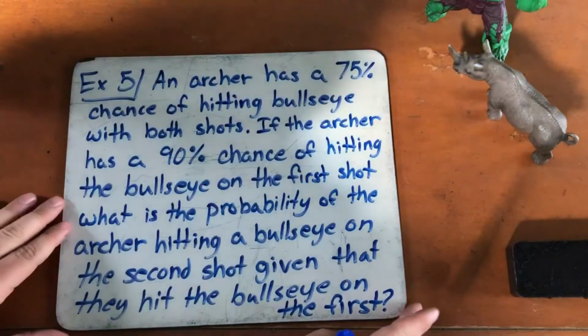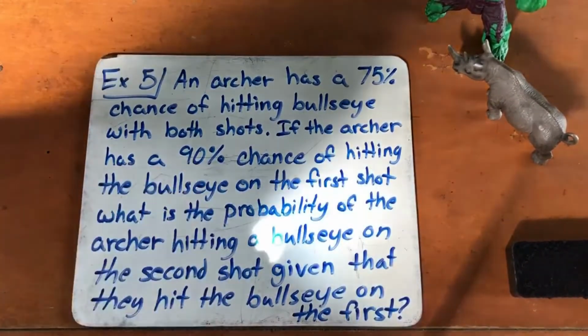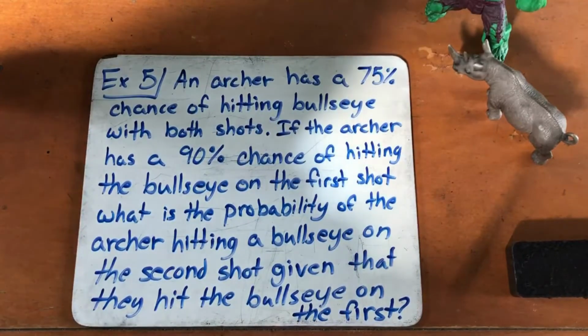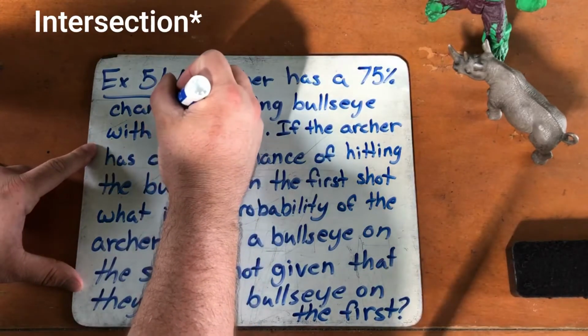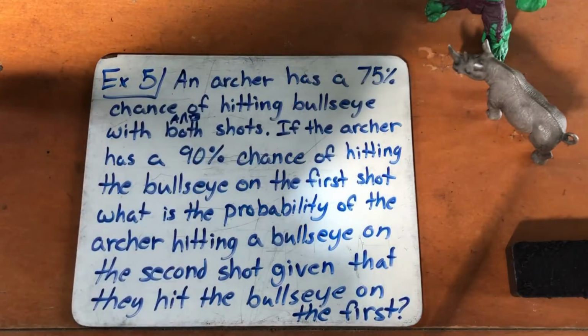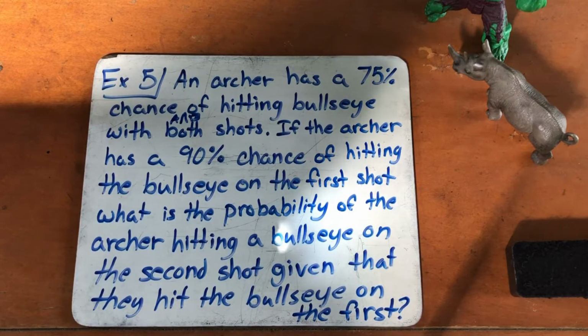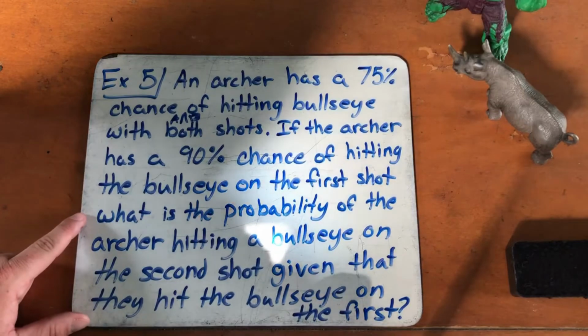My next example is very, very similar. It's pretty much the same type of problem. It's a little bit longer, so I'm gonna have to do my instruction part of this on another whiteboard. But an archer has a 75% chance of hitting the bullseye with both shots. So with both shots, this is my A union B, my A and B. If the archer has a 90% chance of hitting the bullseye on the first shot, what is the probability of the archer hitting a bullseye on the second, given that they hit the bullseye on the first?